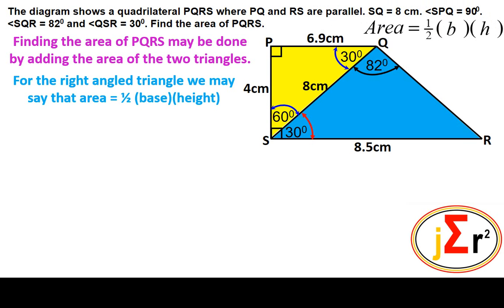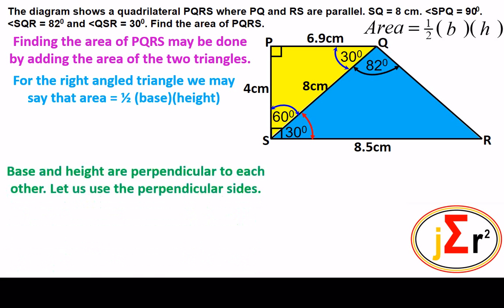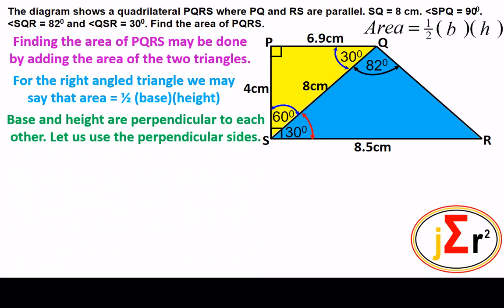You ask, what's the area of the triangle? Immediately, half base times height. We can use half base times height on this occasion because the base and the height are perpendicular to each other. Let us use the perpendicular sides. We will say that one is the base and one is the height. It doesn't matter which is which because we are going to be multiplying and we know that the order in which we multiply does not affect the product.